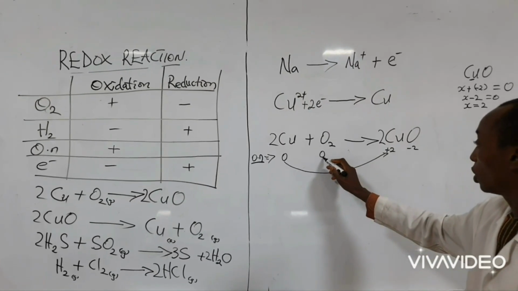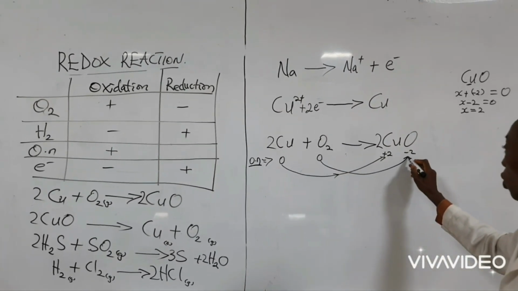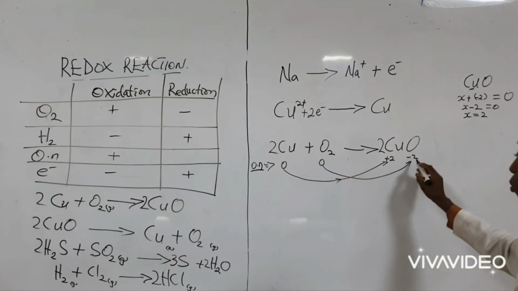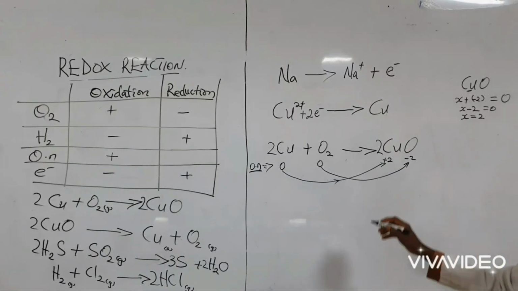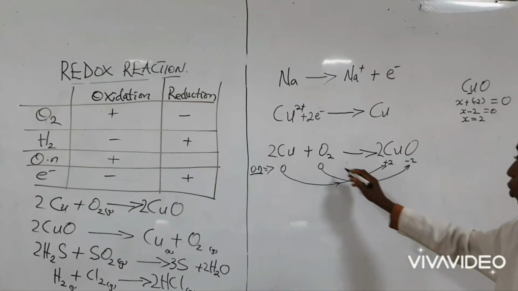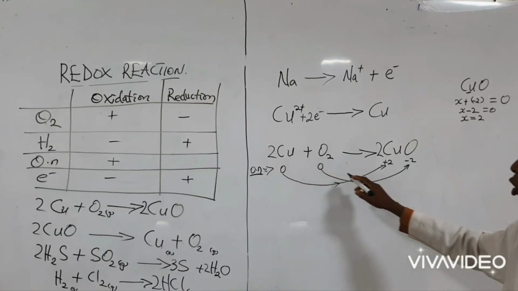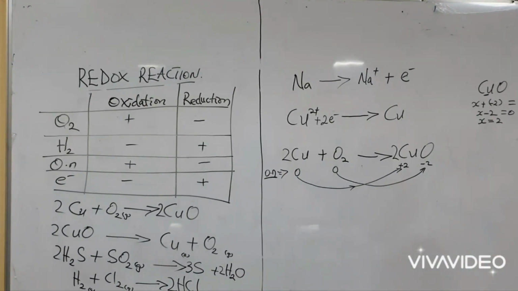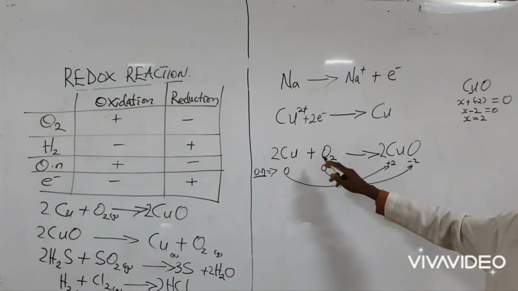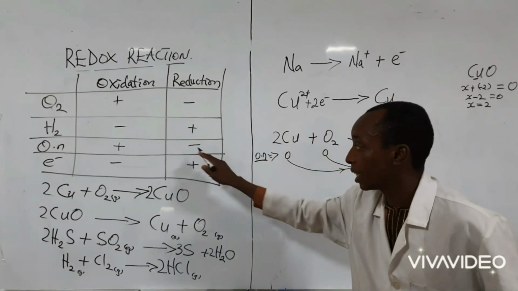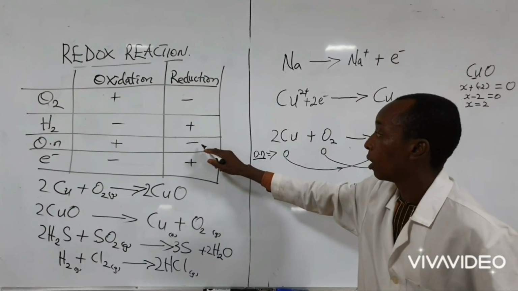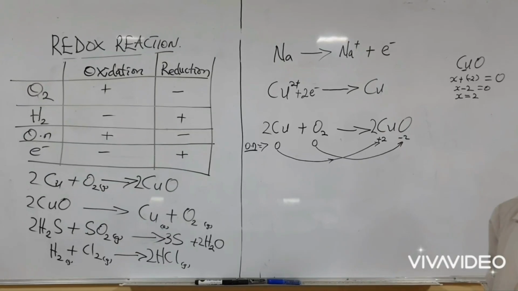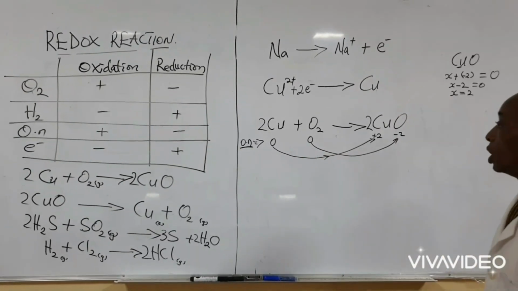Let's look at oxygen here, standing alone, to oxygen in copper 2 oxide. From 0 to -2, that is a reduction. Therefore, when such happens, you will say oxygen is reduced. A decrease in oxidation number, or oxidation state of an atom, is called reduction. Decrease in oxidation state of an atom is called reduction. So oxygen moves from 0 to -2, that is a decrease. So we say oxygen has been reduced.